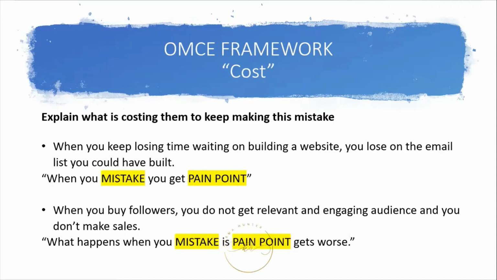And next, we're going to go to cost. We're going to explain what is costing them to keep making this mistake. So here's an example. Why you keep losing time waiting on building a website? You lose on the email list you could have built. When you make this mistake, you get this pain point. Or when you buy followers, you do not get a relevant and engaging audience, and you don't make sales. What happens when you make this mistake is that you get this pain point and it gets worse.